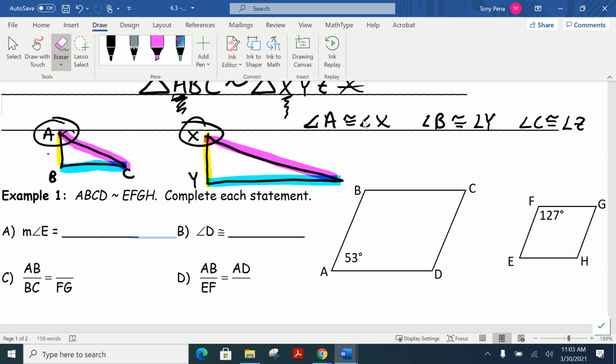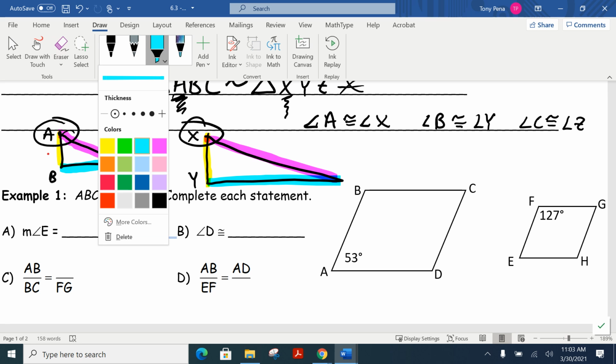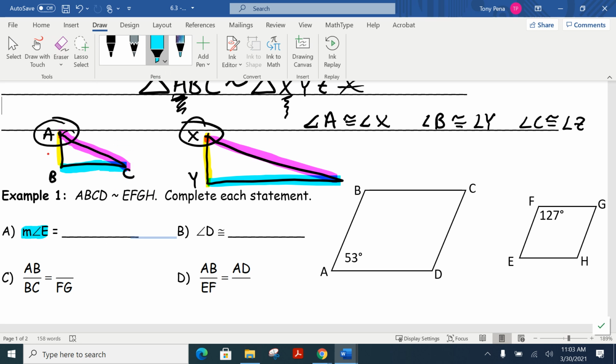Complete each statement. So what the first one is asking you to do is to find the measure of angle E. So angle E is over here. It's unmarked. And we want to figure out what degree measure that angle has. Remember what we mentioned earlier, corresponding angles, as long as we know these are similar to each other, which we do because of the symbol, corresponding angles are congruent.